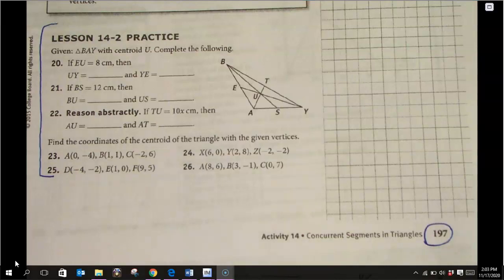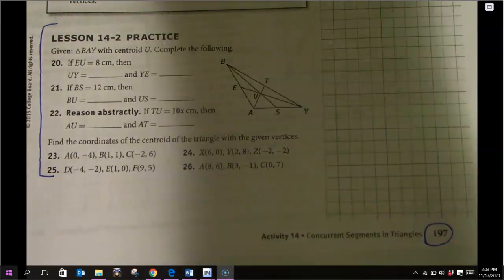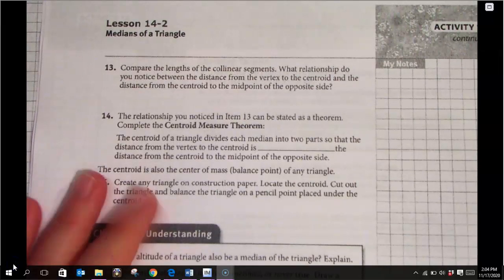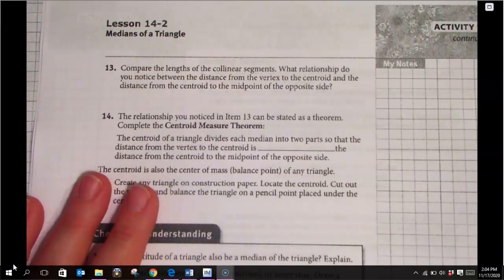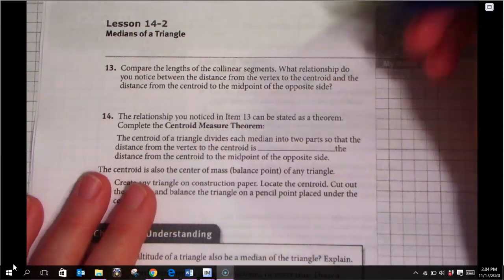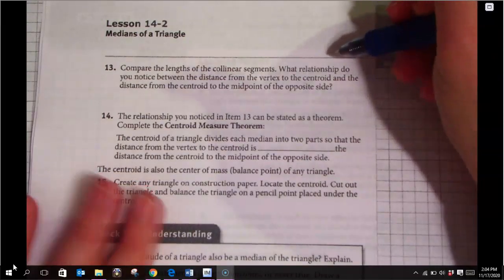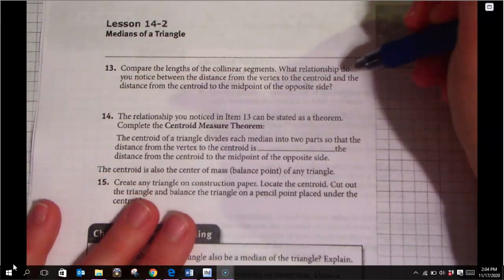Oh, we didn't talk about that. Hold on one second. Sorry, we're not quite done. I totally skipped over 13 and 14. We need to talk about the lengths and the relationship. I know that we weren't able to use the geometry software to see that, so I'm just going to tell you what the relationship is.